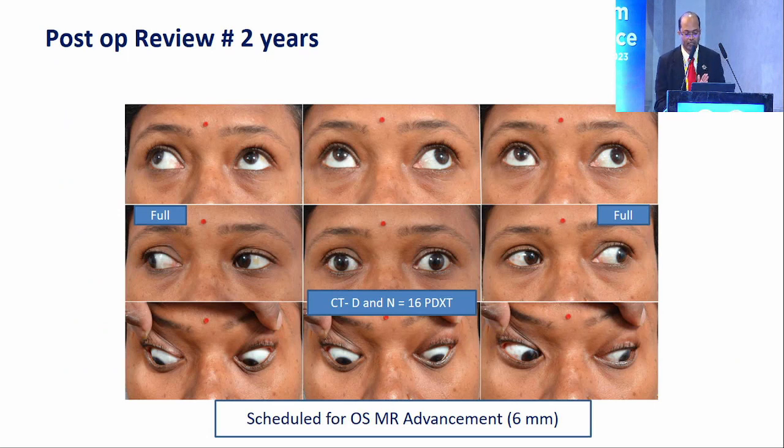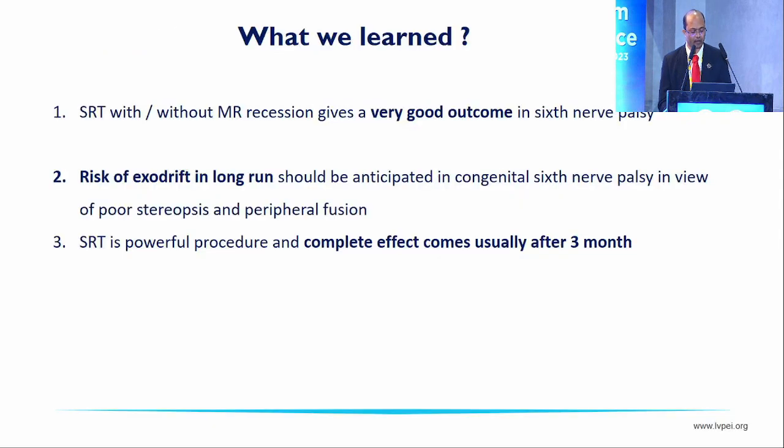This particular patient, for residual ET, I plan probably for advancement of medial rectus. So SRT with or without MR is a very good procedure. It gives a good outcome. Risk of exotropic drift in the long run should be anticipated in congenital sixth nerve palsies, in view of poor stereopsis and the poor peripheral vision. And SRT is a powerful procedure and gives complete effect not less than 3 months.